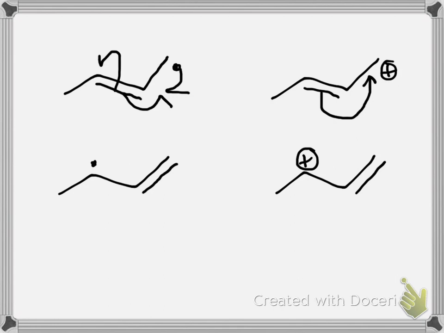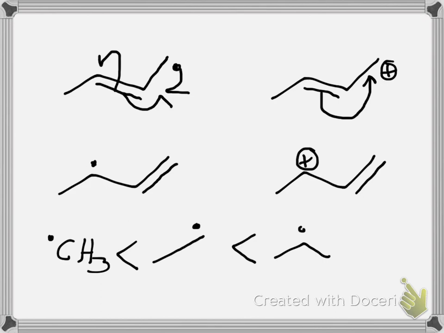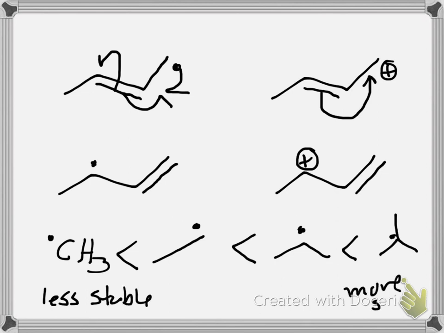I can stabilize a radical by hyperconjugation. So a CH3 radical is less stable than a primary radical, which is less stable than a secondary radical, which is less stable than a tertiary radical. So this is less stable, more stable, because there is more hyperconjugation.